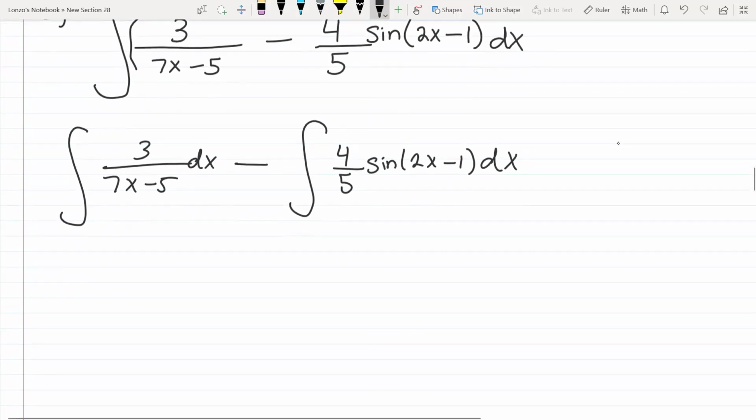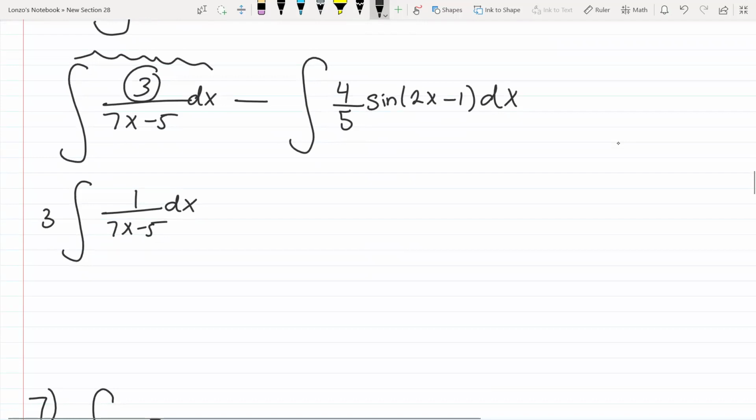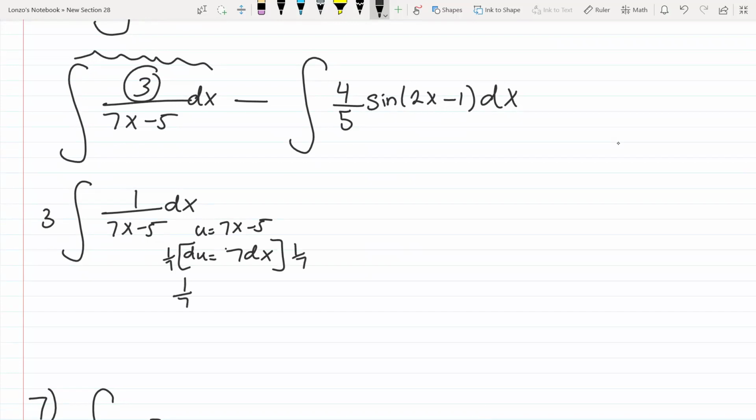Okay, and then what I would do next is take the integration of this. 3 is a constant, so it's going to be 3, and then you have 1 over 7x minus 5 dx. And what am I going to do here? I'm going to have to do a u substitution. So my u would be 7x minus 5. Du would be 7 dx. And I have to get rid of this 7, so I'm going to multiply both sides by the reciprocal of 7, which is 1/7. So this would be 1/7 du.